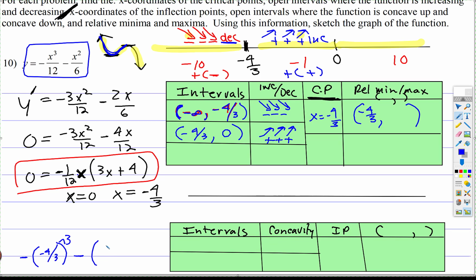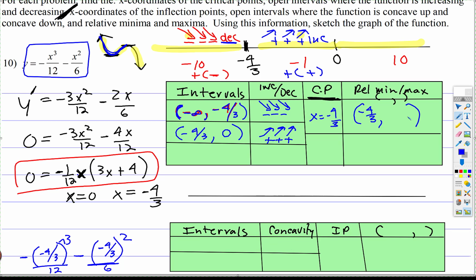And that's over 12, and then subtract, and then this is going to be over 6, but inside there we have negative 4 fraction, or divide 3 squared. So type all that in and you're going to get that height right there.